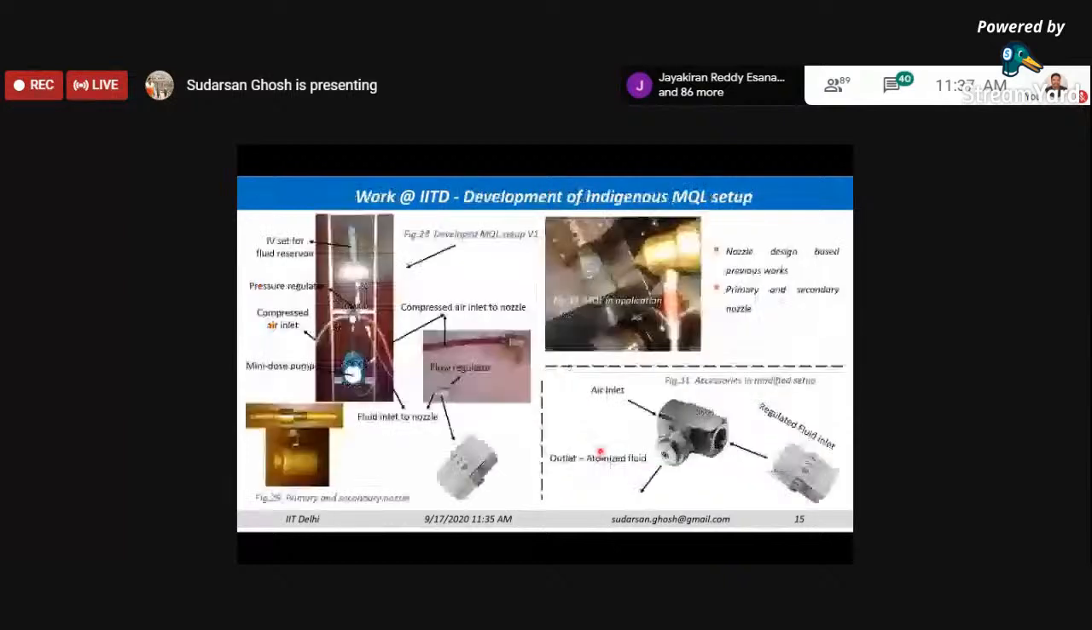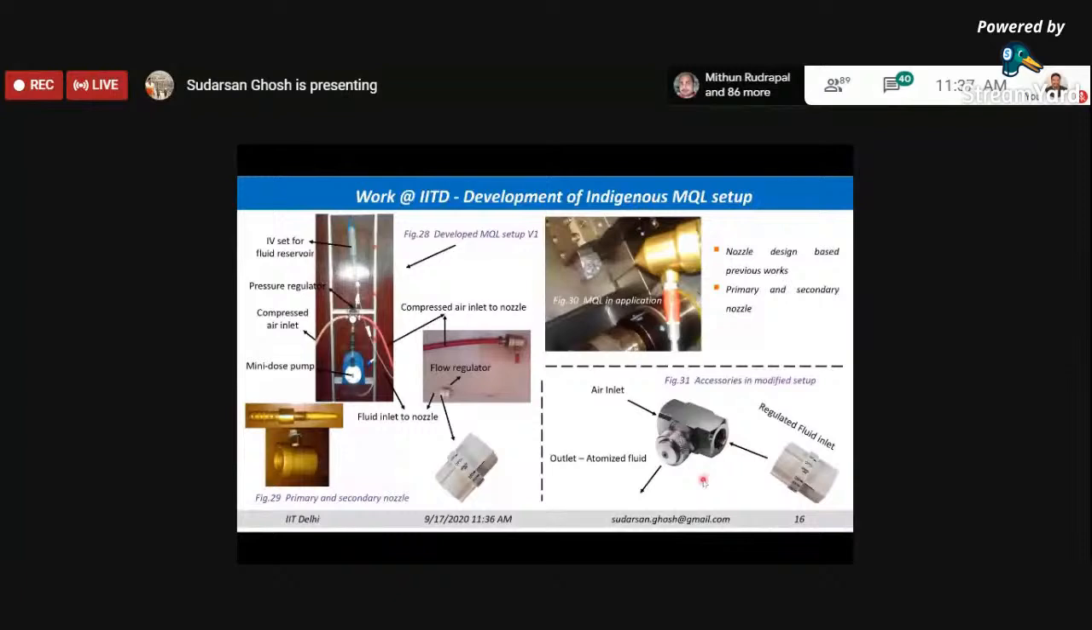So these are the nozzles. One is a nozzle which we developed in-house for employing this MQL process, and this is a commercially available nozzle. This commercially available nozzle we modified and then used for our present work.